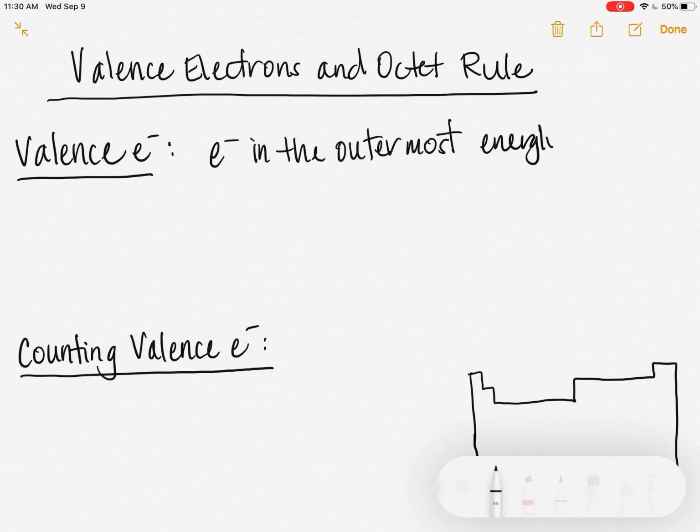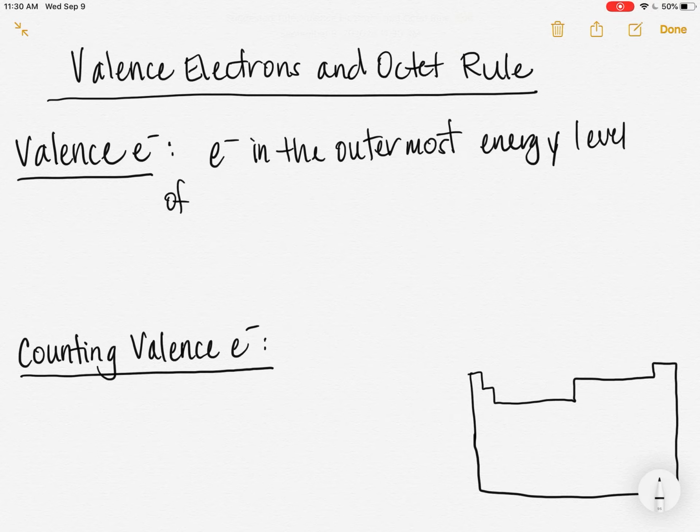outermost energy level. Oh, I can't spell today. That is not how you spell energy. Energy level of an atom.